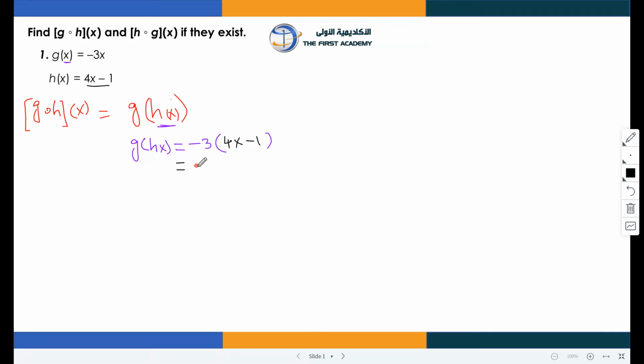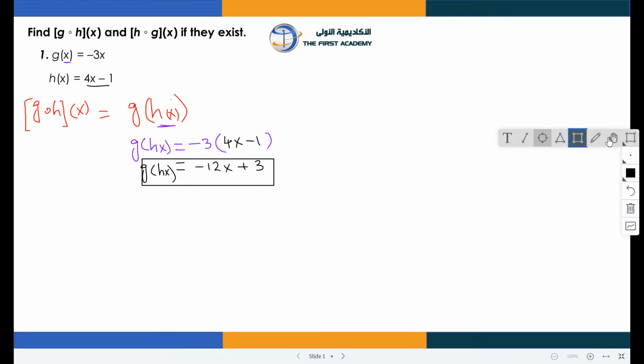Minus 3 times 4 is negative 12x. Negative times negative is positive, 3 times 1 is 3. So g h of x is equal to negative 12x plus 3. This is my final answer. Any question you want to ask me about this, you can ask now. Hurry up, before I go to the second part.